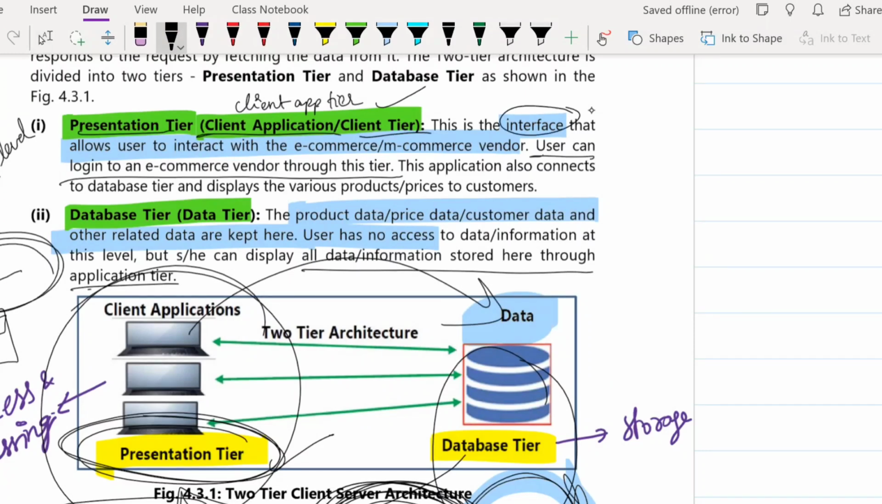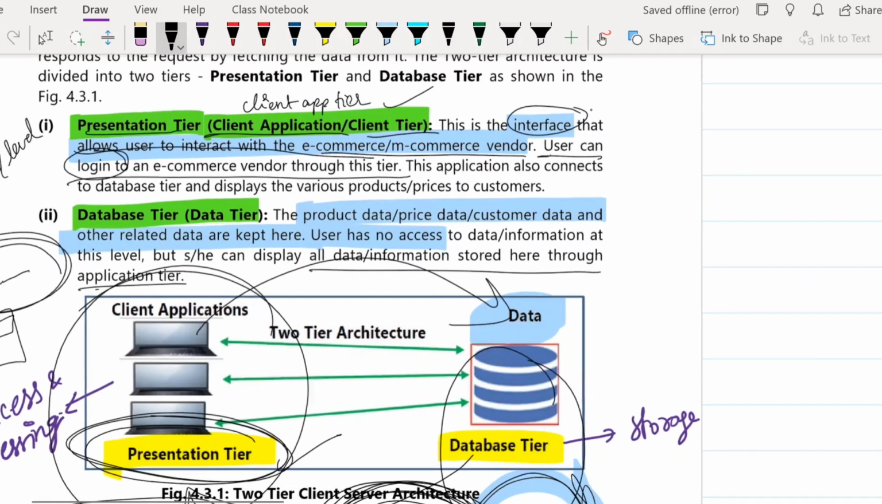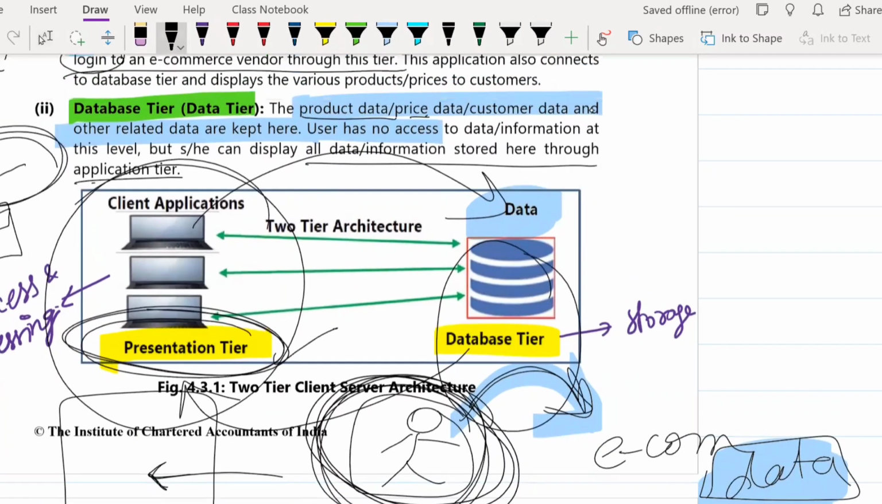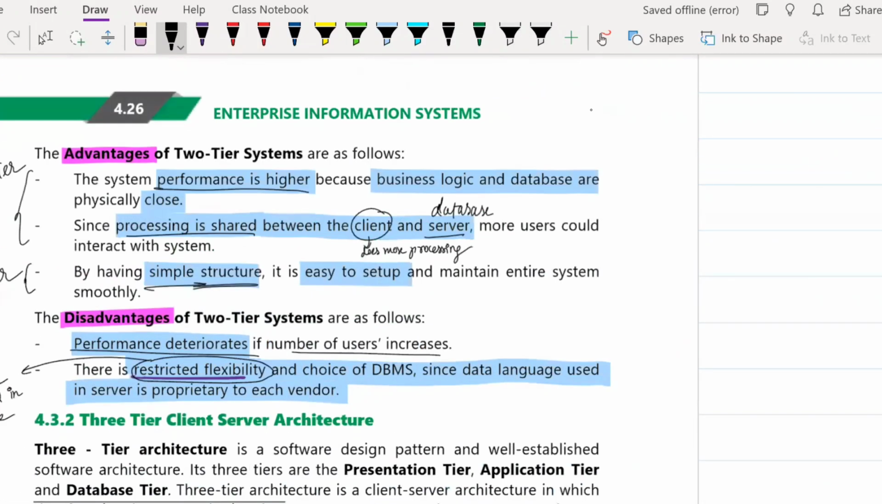So what is this? This is an interface which allows the users to interact with the e-commerce vendor or m-commerce vendor. Users can log into an e-commerce vendor through this tier. I have already told you this. Then database tier means the product data, price data, customer data and other data are kept here, and users cannot directly access it. The presentation tier is what is going to help them access the database tier.